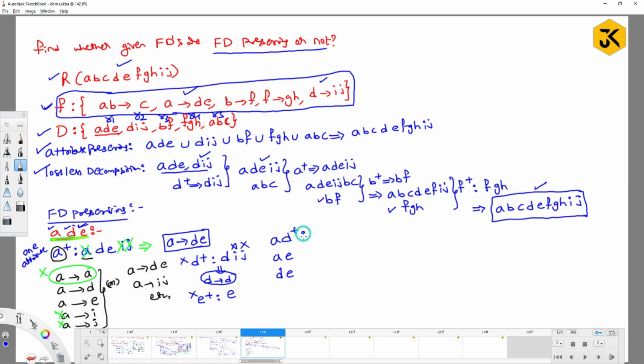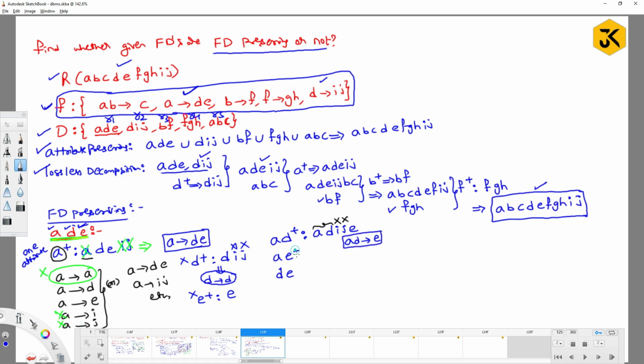If you find AD closure, you will get A along with D, and from D I can get IJ, from A I can get D, D already there. If you observe here, AD is the trivial functional dependency, I and J are not in our relation, E is there in our relation. So the functional dependency possible here is AD determines E.